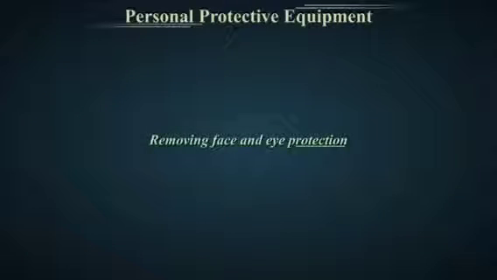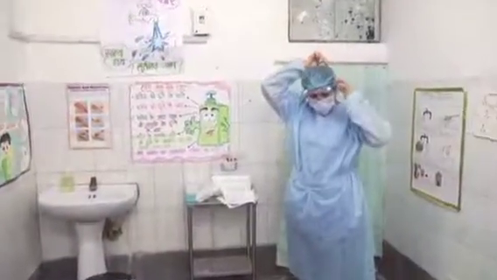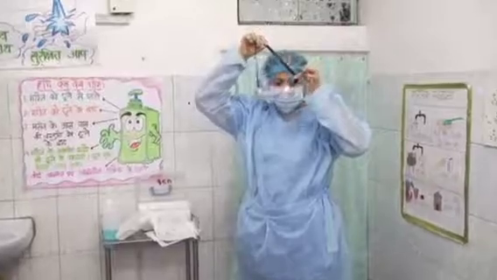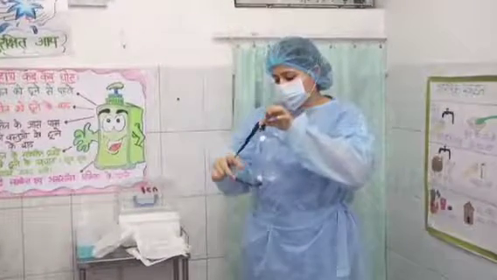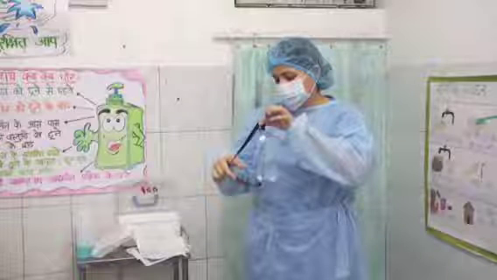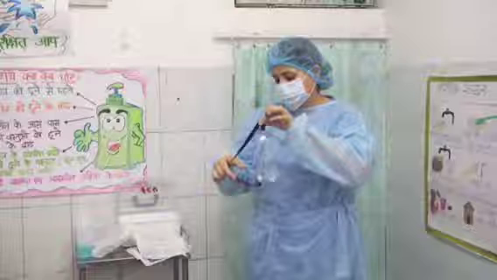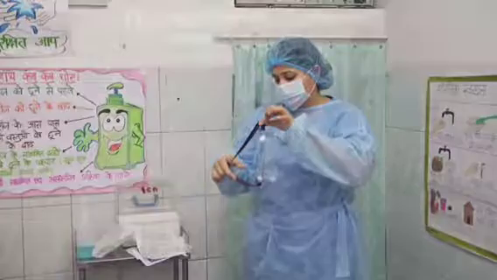Removing face and eye protection. Remove eye protection gear only after gloves have been removed. Do not touch the front of a mask, protective eyewear or face shield because it is contaminated. The ties, earpieces, and headband are relatively clean and can be touched with bare hands.